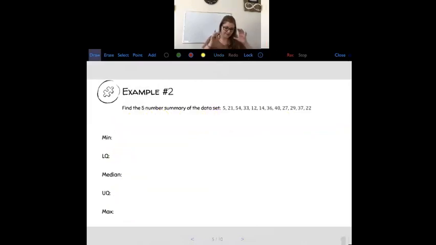Let's look at another example. So we have another data set here. I'm going to write them in order, and then we'll get started.